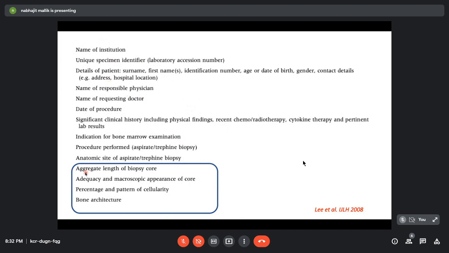And of course, we should have the aggregate length of the biopsy, adequacy and microscopic appearance of the core, percentage and pattern of cellularity, and bone architecture.